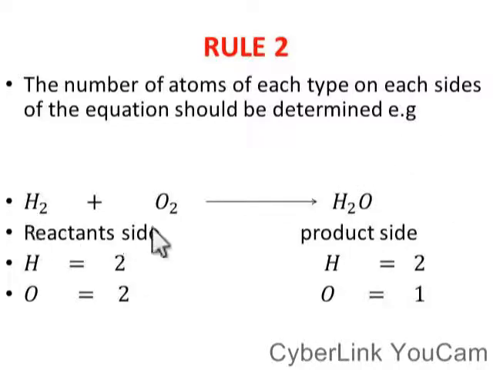Now look at the reactants. We have hydrogen. How many hydrogen do we have? 2. We have oxygen. How many oxygen do we have? 2. Look at the product side. We have hydrogen. How many hydrogen? We have 2. Oxygen. How many? We have 1. That makes the equation not balanced. It's not balanced at all.